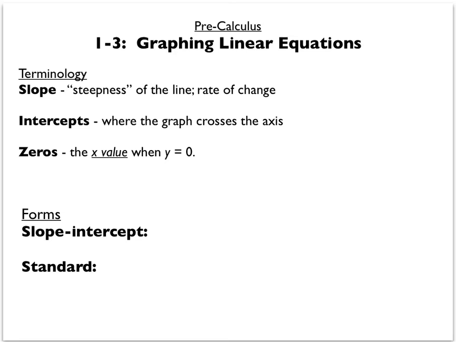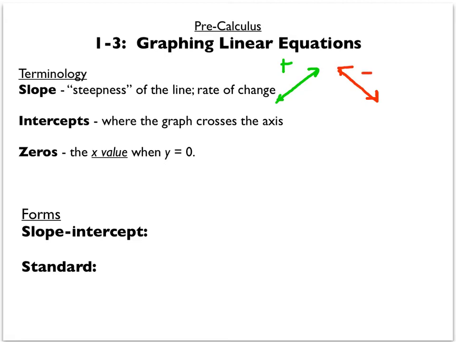Slope, of course, means the steepness of the line, often called the rate of change. And just to review a couple of things, when you see a line that goes upward like this from left to right, of course that has a positive slope. If you see a line that goes the other direction, down like this, falls from left to right, that's a negative slope.